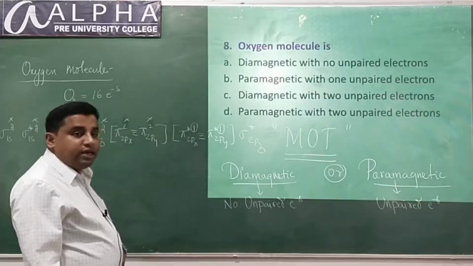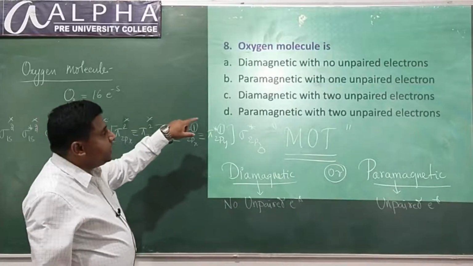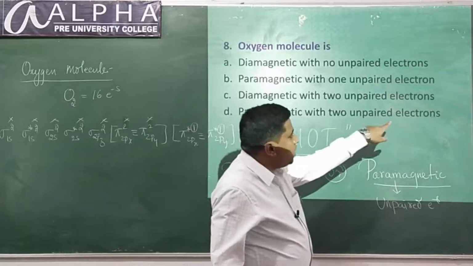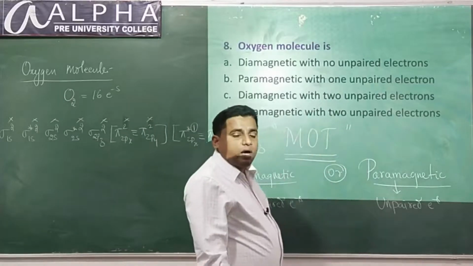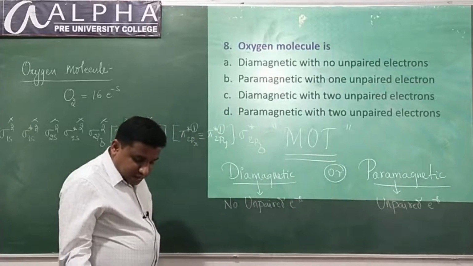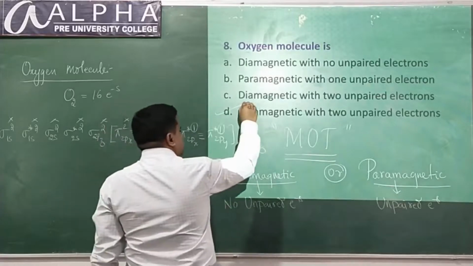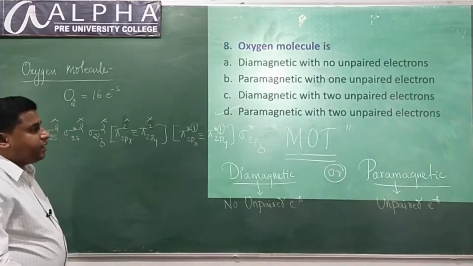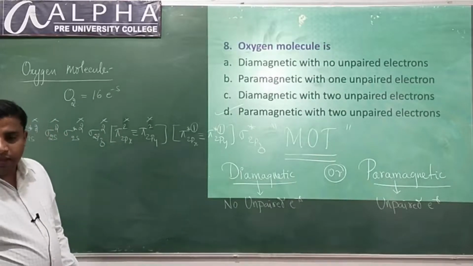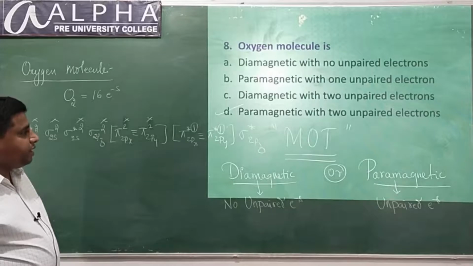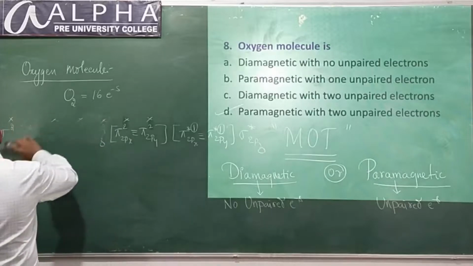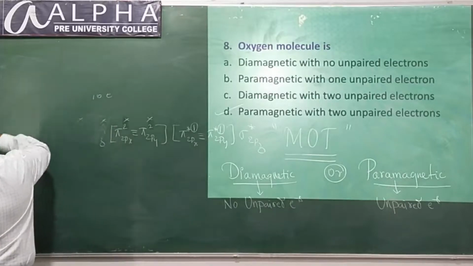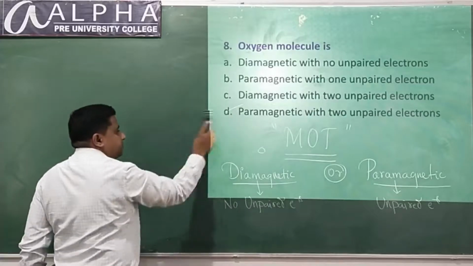So what is the answer then? Yes, oxygen molecule is paramagnetic with two unpaired electrons. So what is the correct answer for this? Yes, it is option D. Oxygen molecule is paramagnetic with two unpaired electrons. Exactly correct.